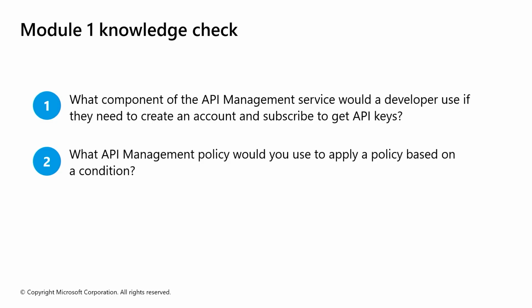Question number 2, what API management policy would you use to apply a policy based on a condition? Go ahead and stop the recording for a second. What do you think of your answer? So the option would be the choose policy feature that would go through a conditional check to see which of the policies would apply for the condition in which it's being used.